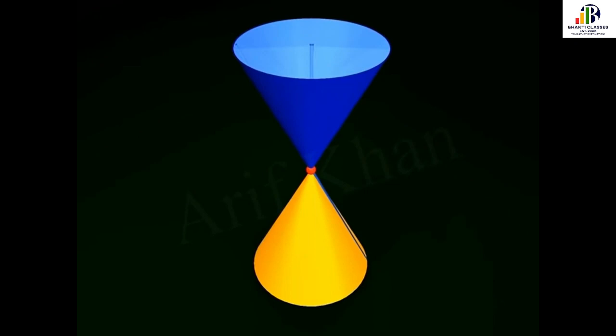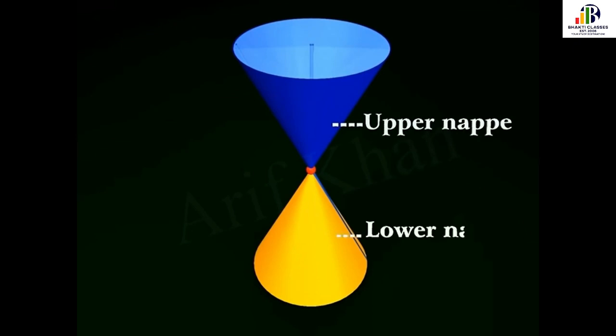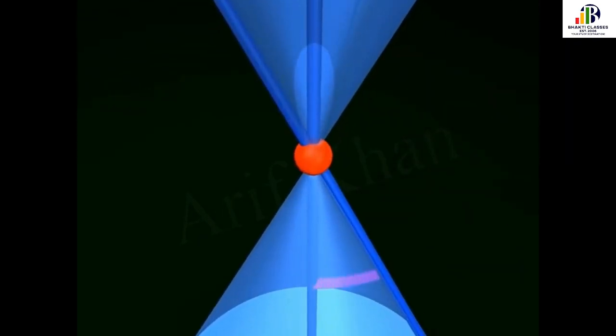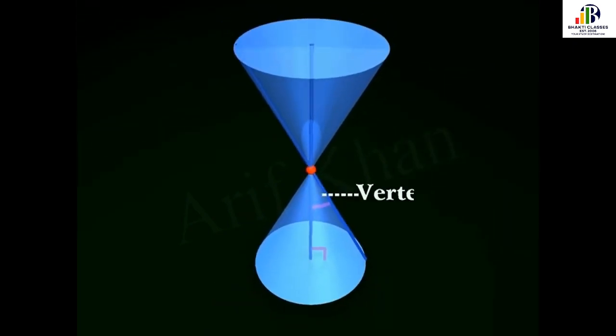So this is how we can get the double napped right circular cone. There are two nappes, the upper nappe and the lower nappe, and this angle is always kept constant.